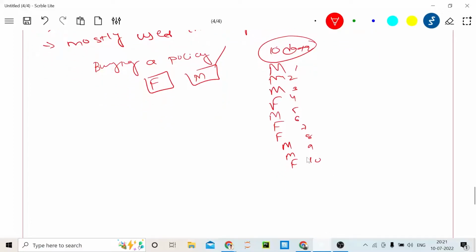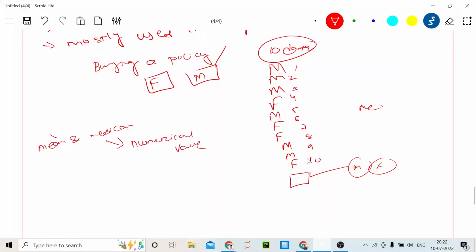Now there may be a new person who comes, and the gender is not known, and you have to predict the chances of whether the newcomer is male or female. In this case, you are not going to calculate the mean, because mean and median are calculated on numerical values.